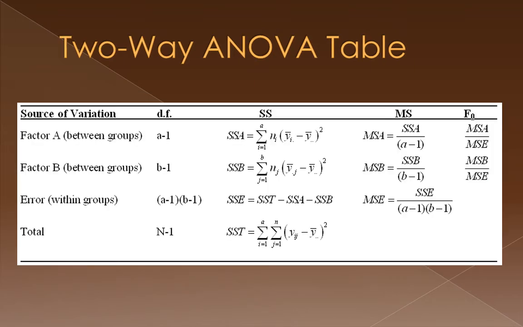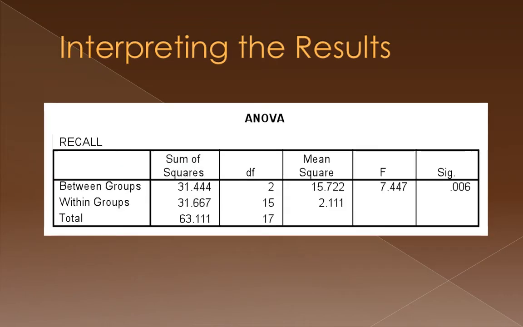So this is a two-way ANOVA table, kind of similar to the one-way ANOVA table. The only difference we see is an added source of variation for the additional independent variable group, which we have added to the two-way ANOVA.